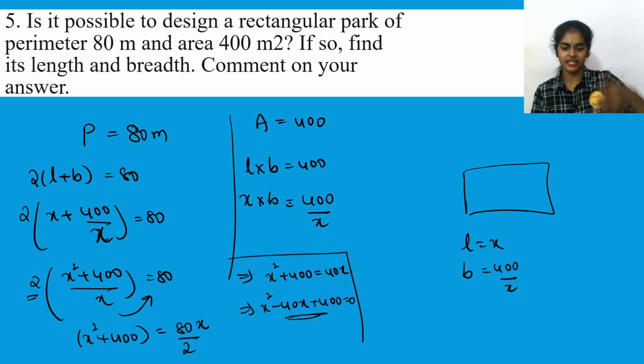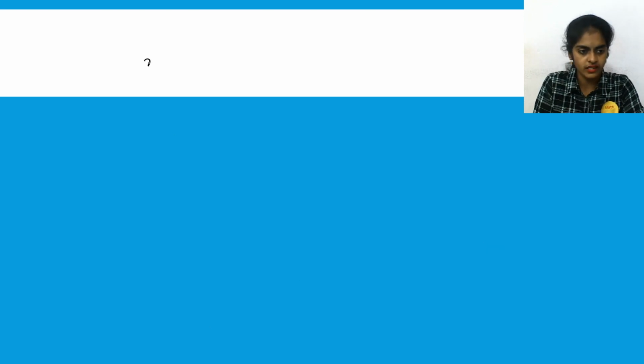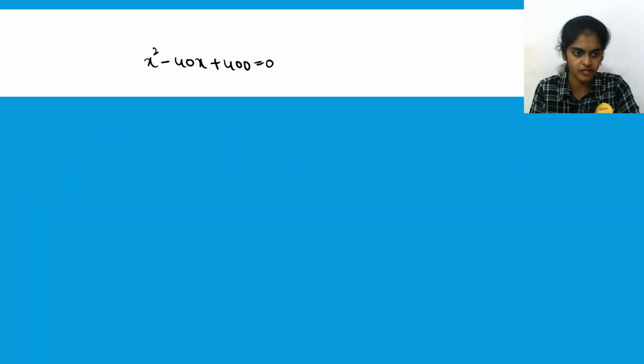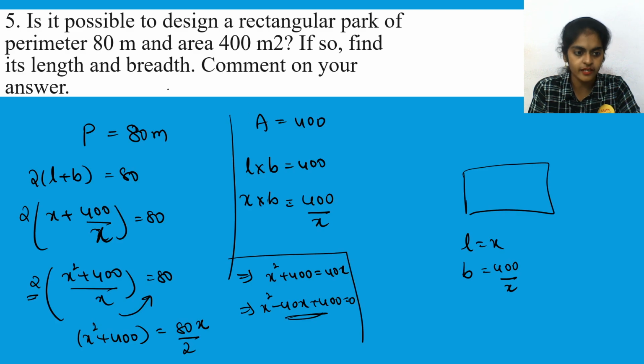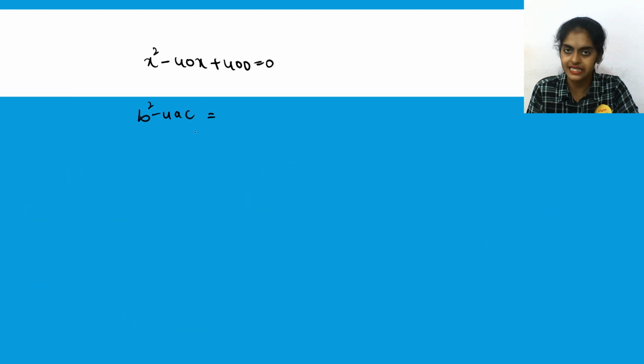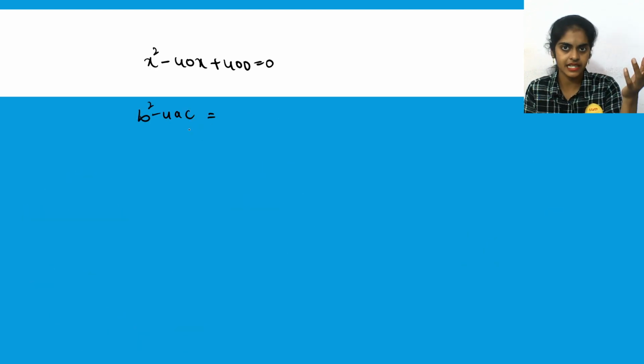Now you have to find the value here. x square minus 40x plus 400 equal to 0. This is the equation you got, a quadratic equation. Now, let us firstly find the b square minus 4ac value. So, they are asking you, is it possible? So, we shall see if discriminant is greater than 0 or equal to 0, then it is possible. If it is less than 0, like in the previous question, it is not possible.